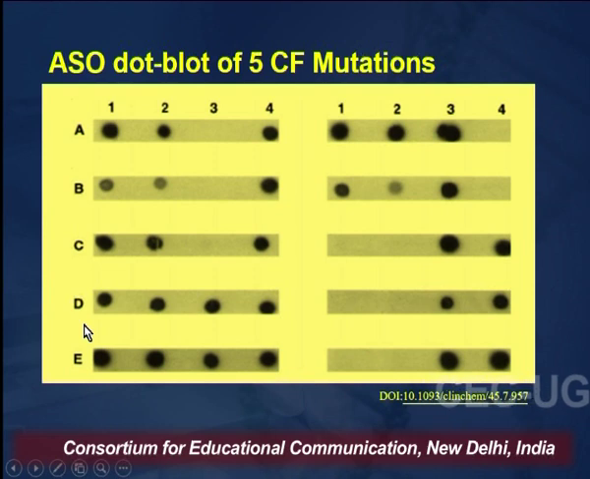Look at D. So, in D again 1 and 2 are normal and 3 and 4 are heterozygotes. In E, 1 and 2 are normal and 3 and 4 are heterozygotes for this particular mutation in the CFTR gene. So, this is a very useful and very depicting method, and I hope I could explain it well, that how the ASO dot blot method could identify 5 CF mutations in various individuals.